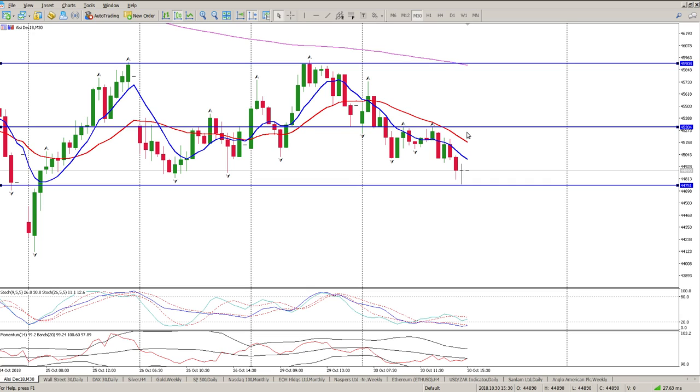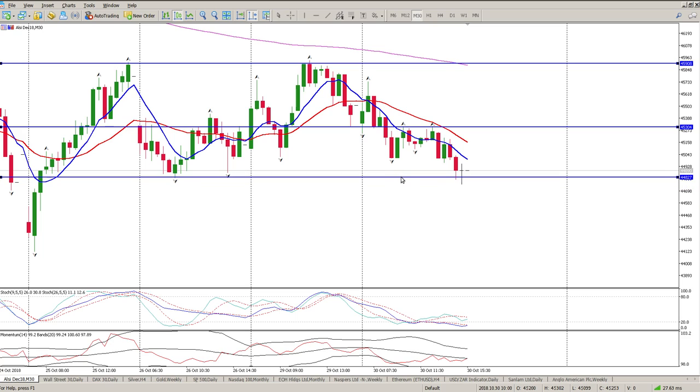Now, the question will be if we can hold, I'm just going to line this up with this inside tail here. So if we can hold this 44,830 area, in other words, not break below it and close below it, then we have the potential for a solid move to the upside. But I think your upside targets are pretty much going to be 45,305.